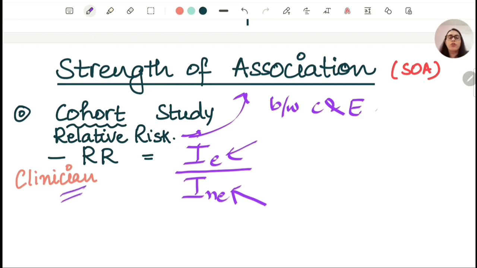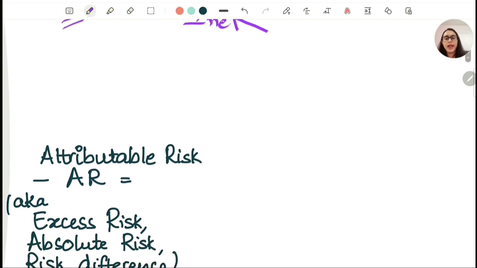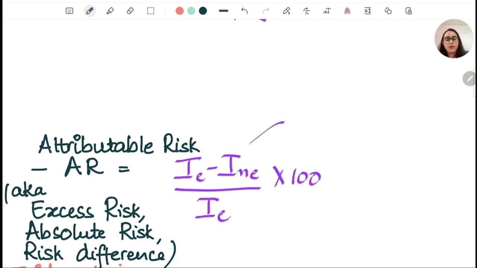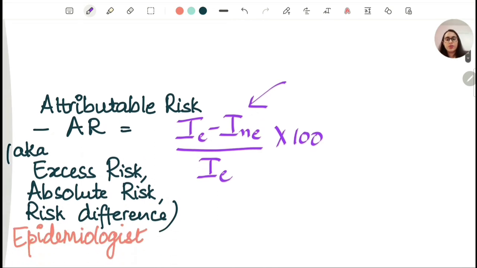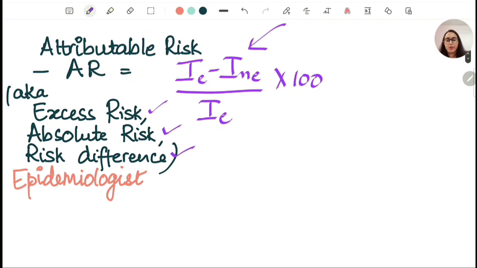Relative risk is calculated by the clinician. Now talking about attributable risk, it is calculated by the formula: incidence of exposed minus incidence of non-exposed, divided by incidence of exposed, into 100. So the difference in the incidence rates of a disease between exposed and non-exposed is calculated with the help of attributable risk. Attributable risk is also known as excess risk, absolute risk, or risk difference, and it is used by epidemiologists.